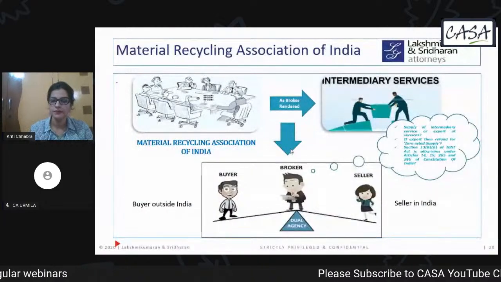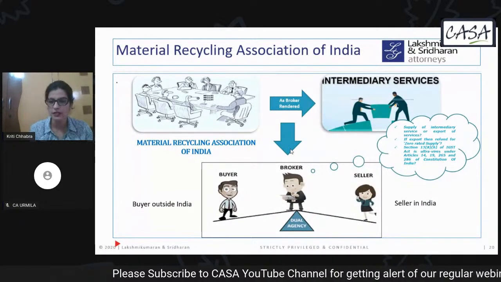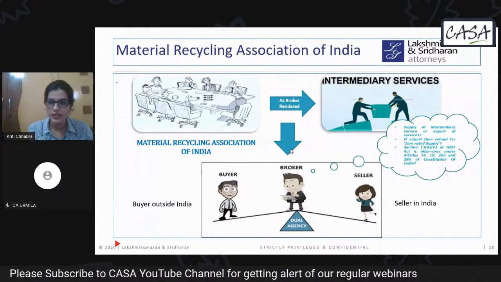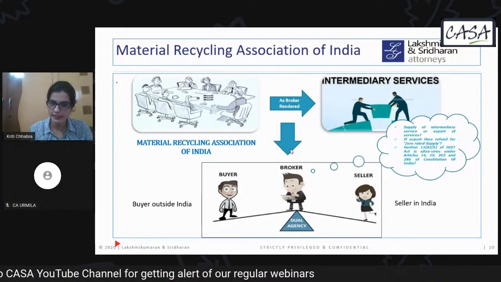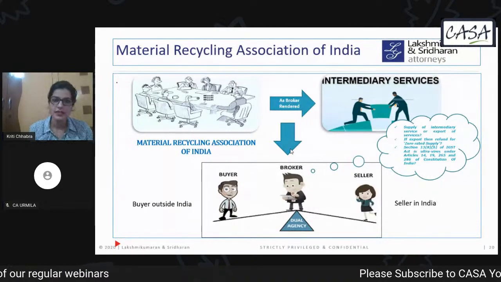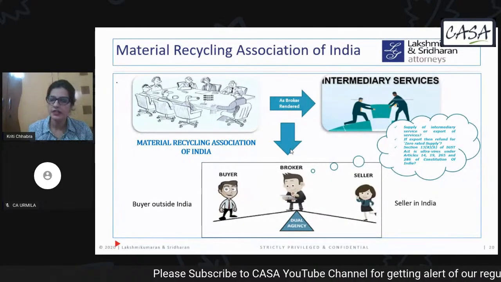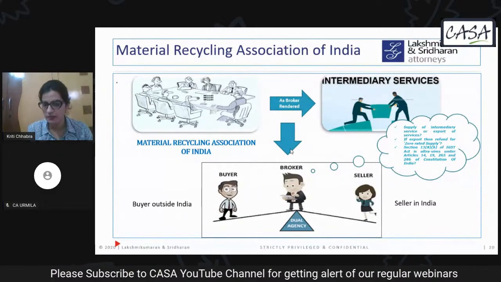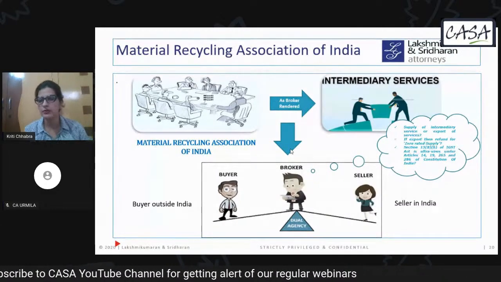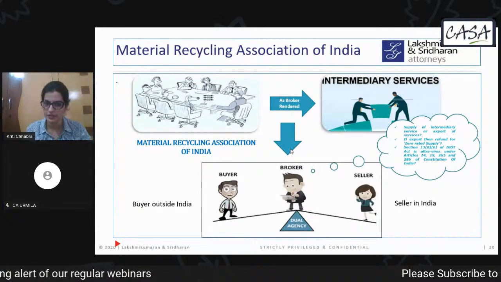So if we see, in this case, the Material Recycling Association of India was basically a broker. What he was doing was facilitating the supply of goods, some spare parts or equipment, between an exporter located outside India and an importer or purchaser located within India. So he was basically facilitating two types of transactions.